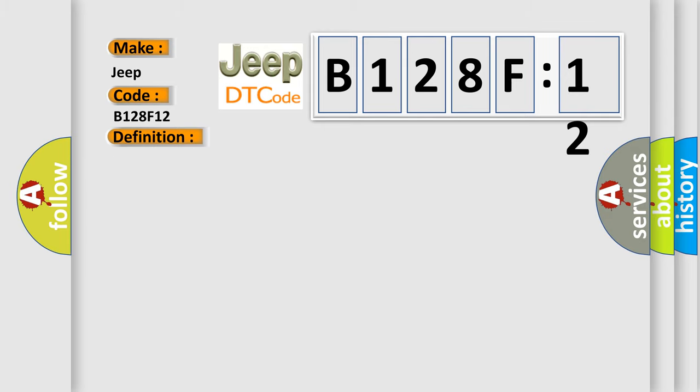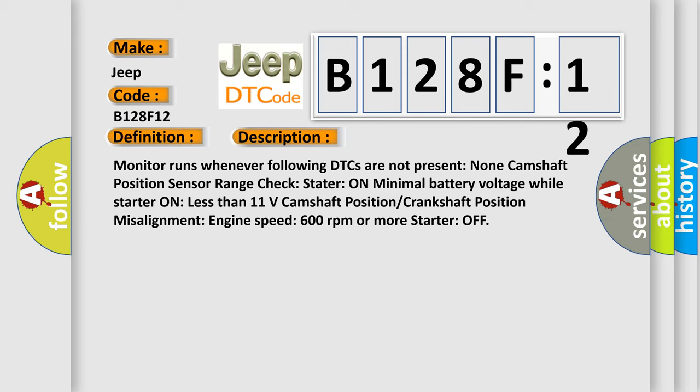And now this is a short description of this DTC code. Monitor runs whenever the following DTCs are not present: none. Camshaft position sensor range checks data on minimal battery voltage while starter on less than 11 volts. Camshaft position crankshaft position misalignment, engine speed 600 revolutions per minute or more, starter off.